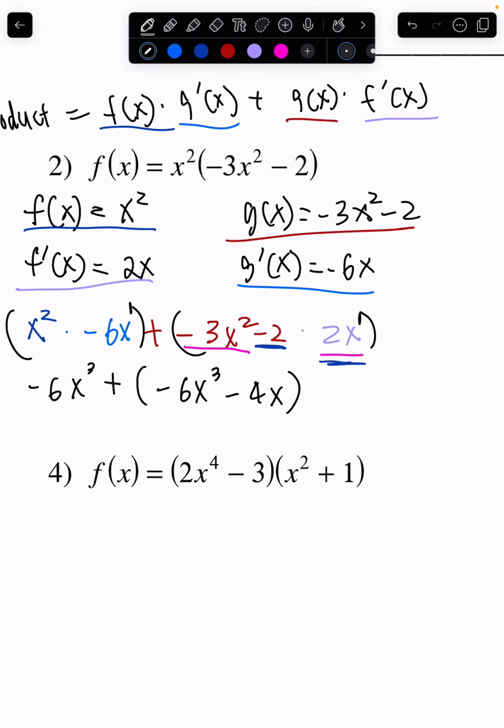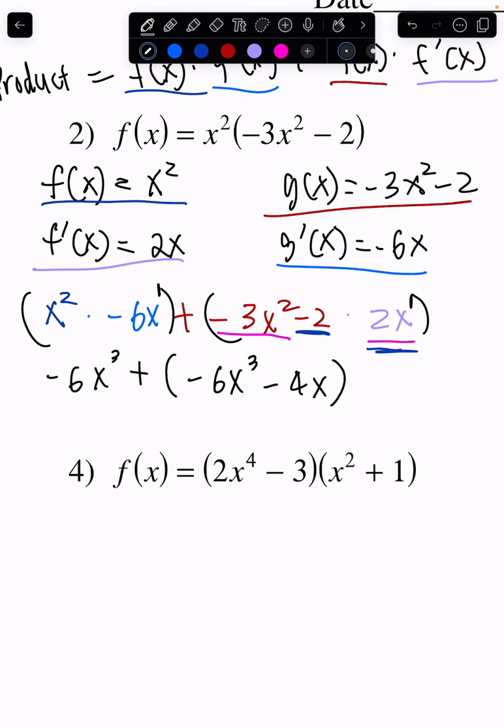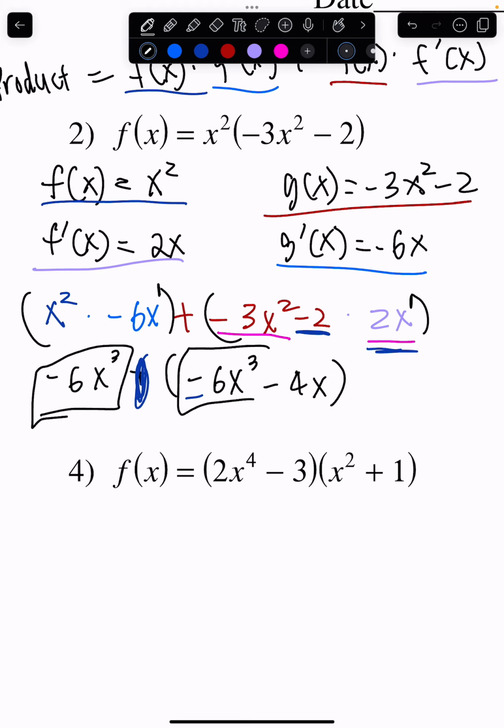Okay, so now we can just put it all together. When there's a minus here and a plus here, the plus cancels out, because when you multiply plus and minus, it's always minus. So you can combine these two because they are like terms. So you're going to have negative 12x to the cube minus 4x. So this right here is your final answer.